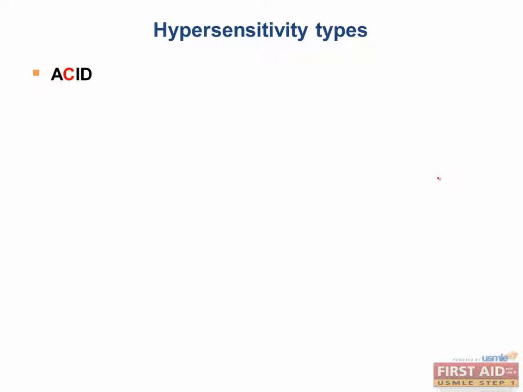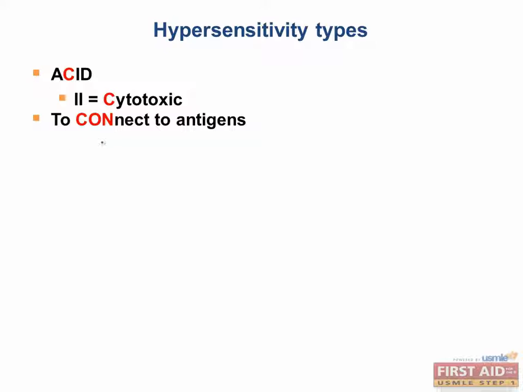The C is for type 2 hypersensitivity, cytotoxic hypersensitivity. And you can think of cytotoxic, actually, to think of type 2. So it's toxic to cells, right? Right. And what is the main mediator of this? Antibodies, actually. So remember, antibodies connect to antigens, right? The word connect, the first three letters, helps you remember what antibodies do.